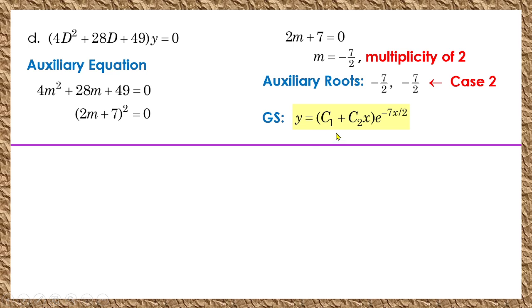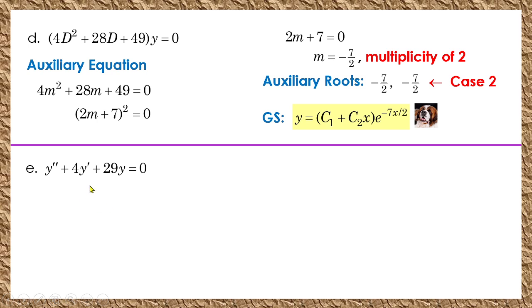So that we have a solution, y equals (C sub 1 plus C sub 2 x) multiplied by e to the negative 7x over 2. Okay? Ayan, verified by Goldie. What about letter E?